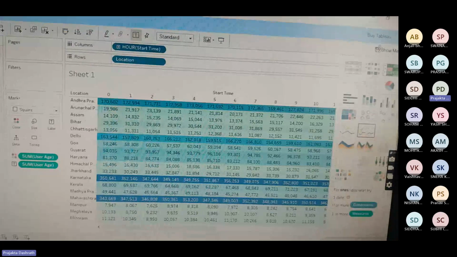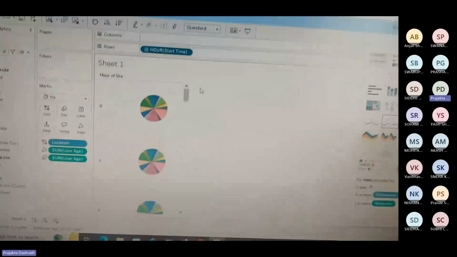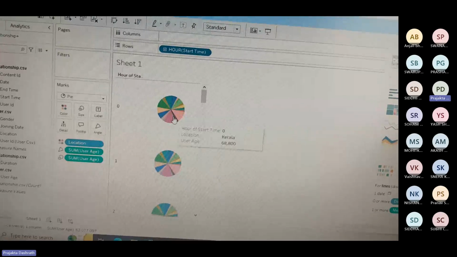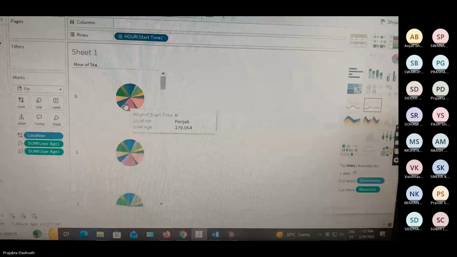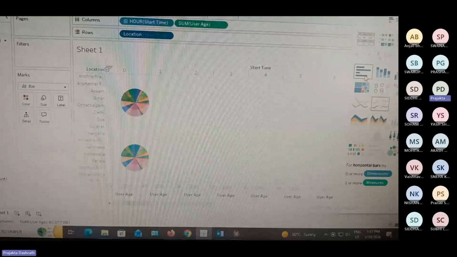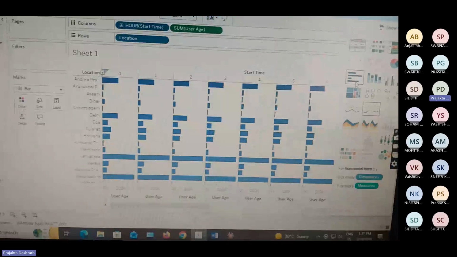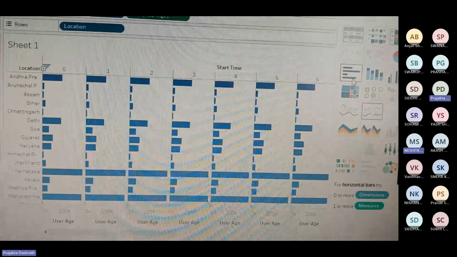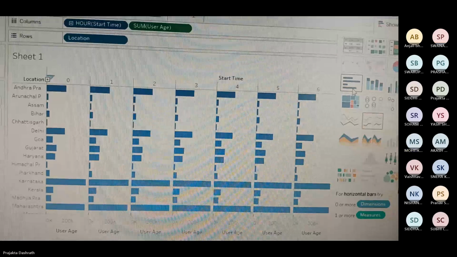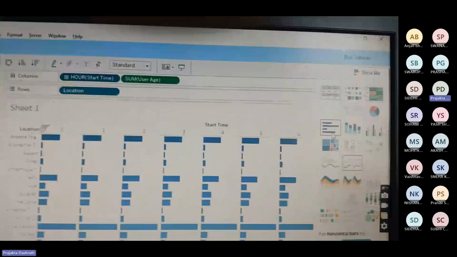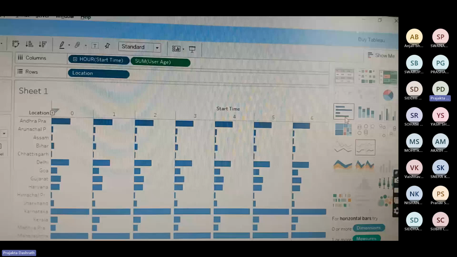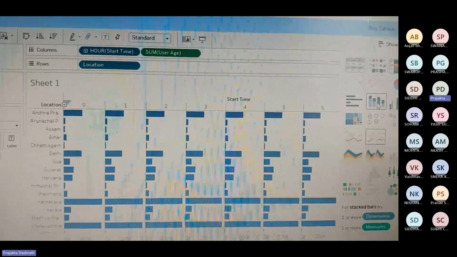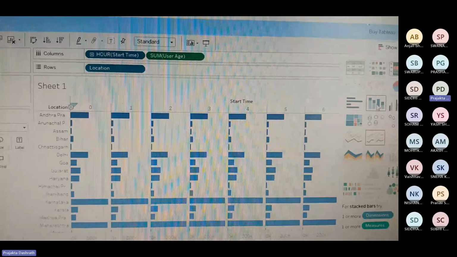After that, go to the pie chart. I hope you are able to observe the variations. Okay. Next is, which type of chart is it? Horizontal bars. Only one person is answering. The rest are not answering. Then all the rest of the students will be treated as absent for today's practical.